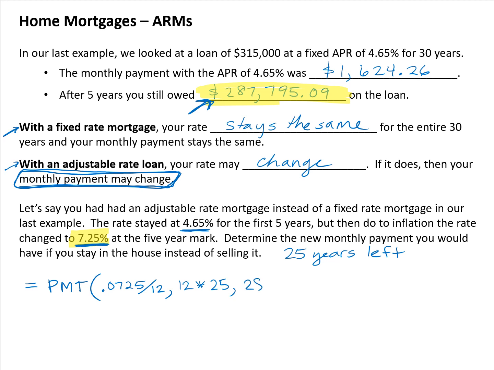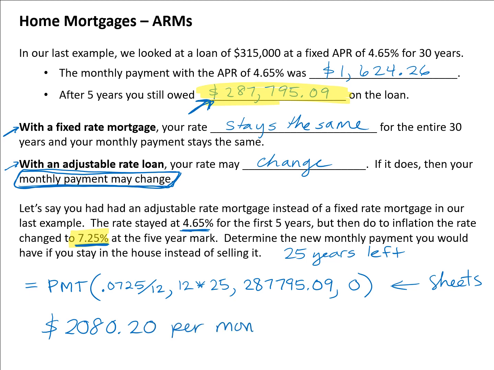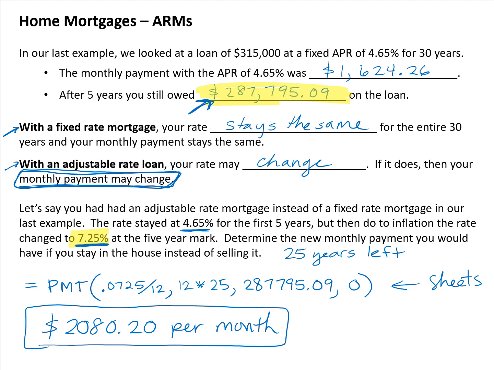So that would be $287,795.09. Make sure you don't put a comma in that big number because the spreadsheet will misinterpret it. And then we want to again pay off to 0 at the end, so our future value is 0. When you put that into your spreadsheet, into Sheets, what you will get is a new monthly payment of $2,080.20. So our new monthly payment is over $2,000.